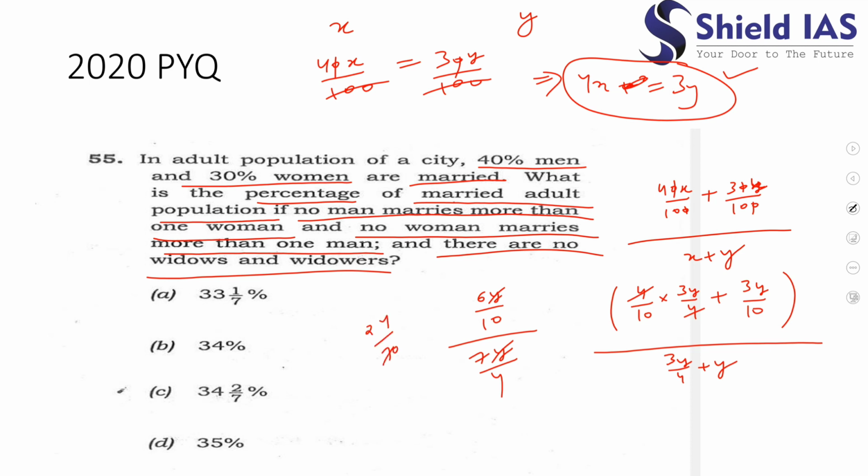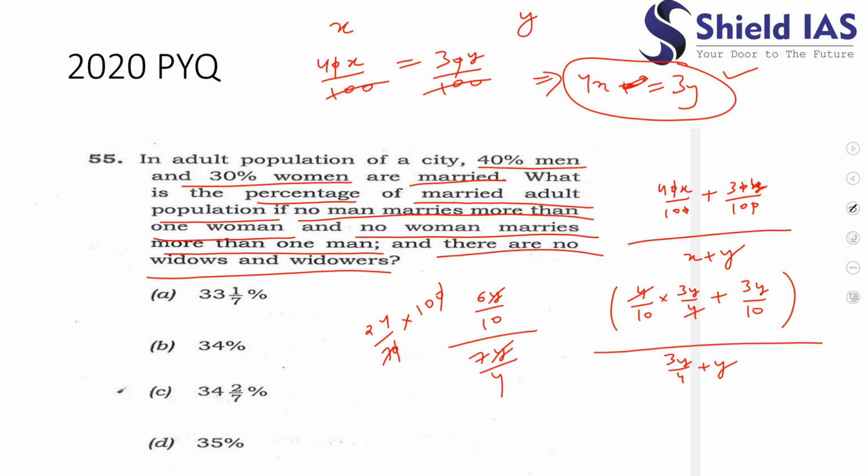24 by 70. If I multiply by 100, it would become a percentage. So it would come out to be how much? 24 by 7 into 10. Yes, 24 by 7 into 10. Have I made some mistake? I don't think so.